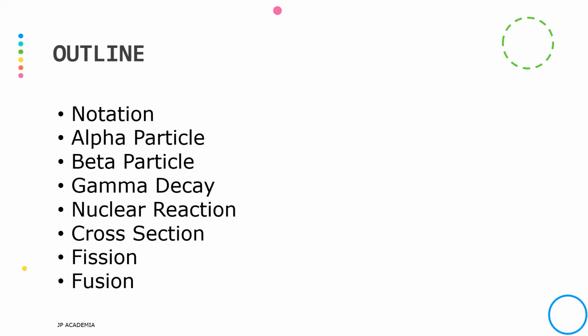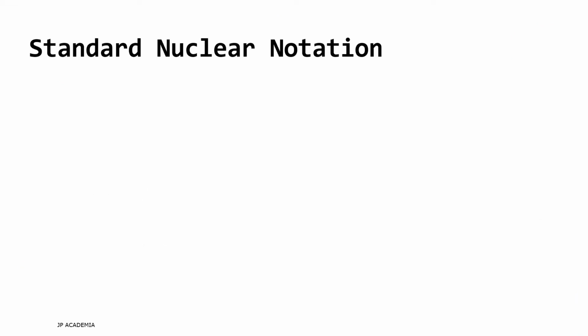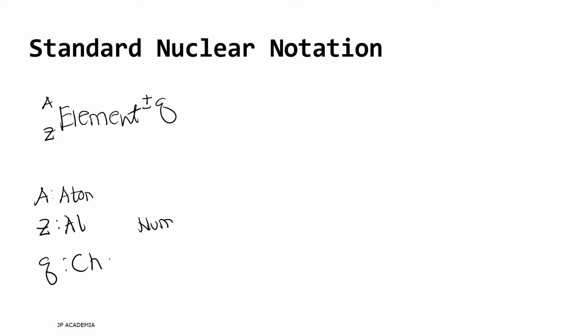This is the outline of this lecture. Let us start by discussing the standard nuclear notation for various species of atom. This is useful in writing nuclear reaction equations. We have here the element, which refers to the symbol of that specific element, so it can be carbon or, let's say, hydrogen. So we have H or C.